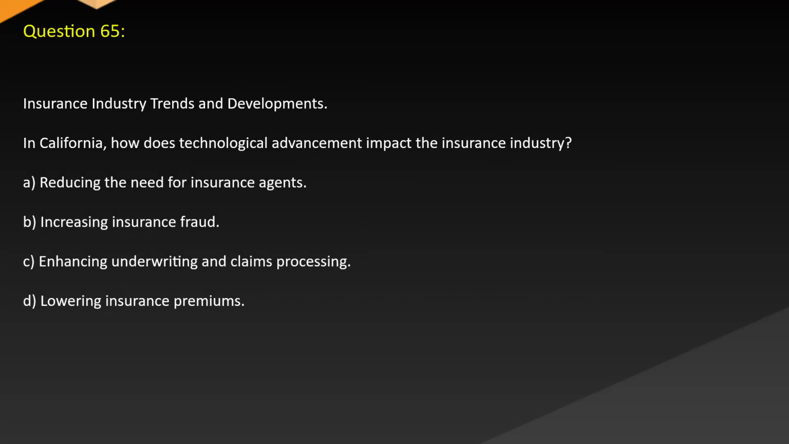Question 65. Insurance industry trends and developments. In California, how does technological advancement impact the insurance industry? A. Reducing the need for insurance agents. B. Increasing insurance fraud. C. Enhancing underwriting and claims processing. D. Lowering insurance premiums.